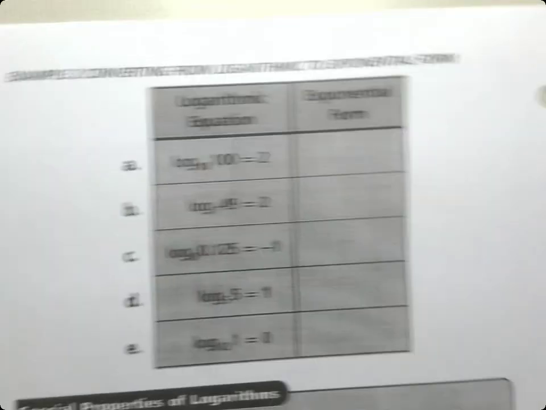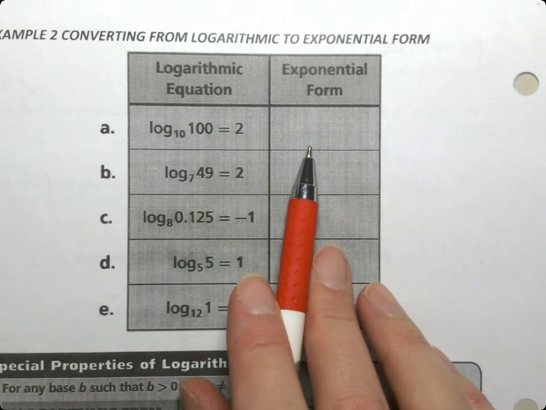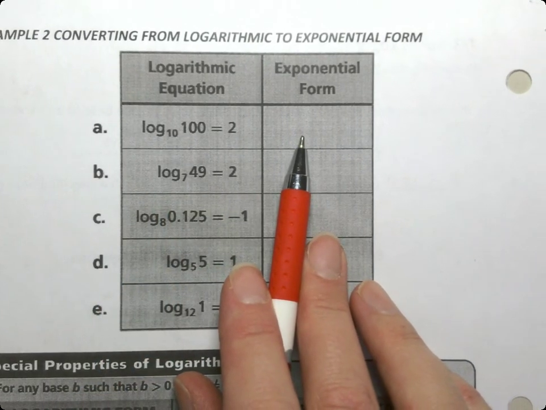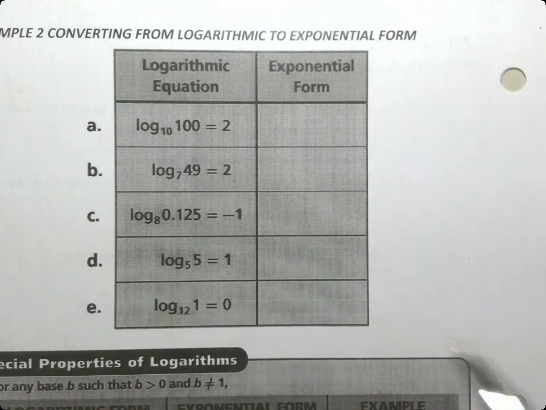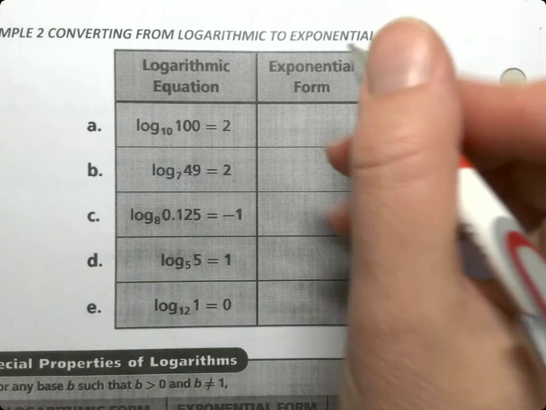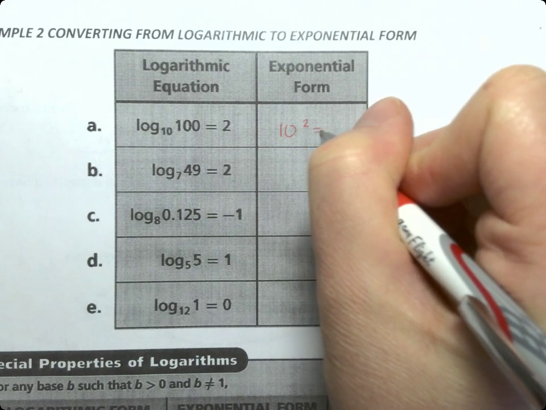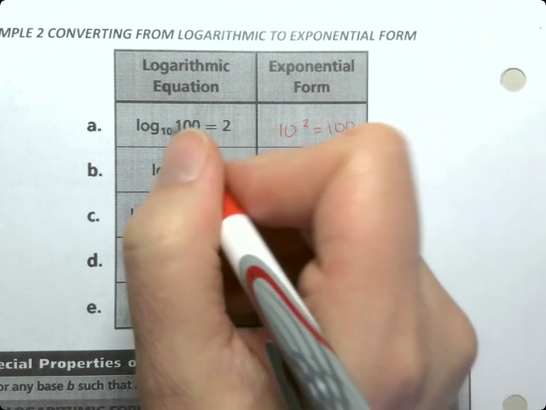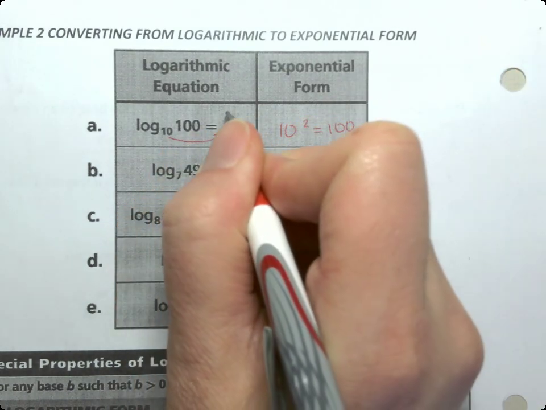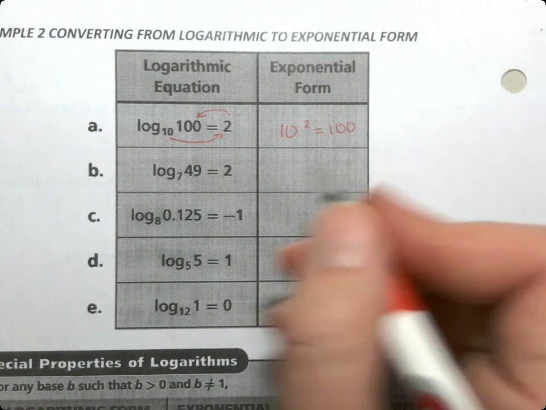Okay, now let's reverse it. I'm giving you the logarithmic form. You give me the exponential form. So what's my base here? If you would read it, log base 10 of 100 equals 2. So your base is 10 to the power of 2 equals, do you see how the arrows work here? 10 to the second is 100. Well, that's a true statement, right? 10 squared is 100. All right, what's the next one?